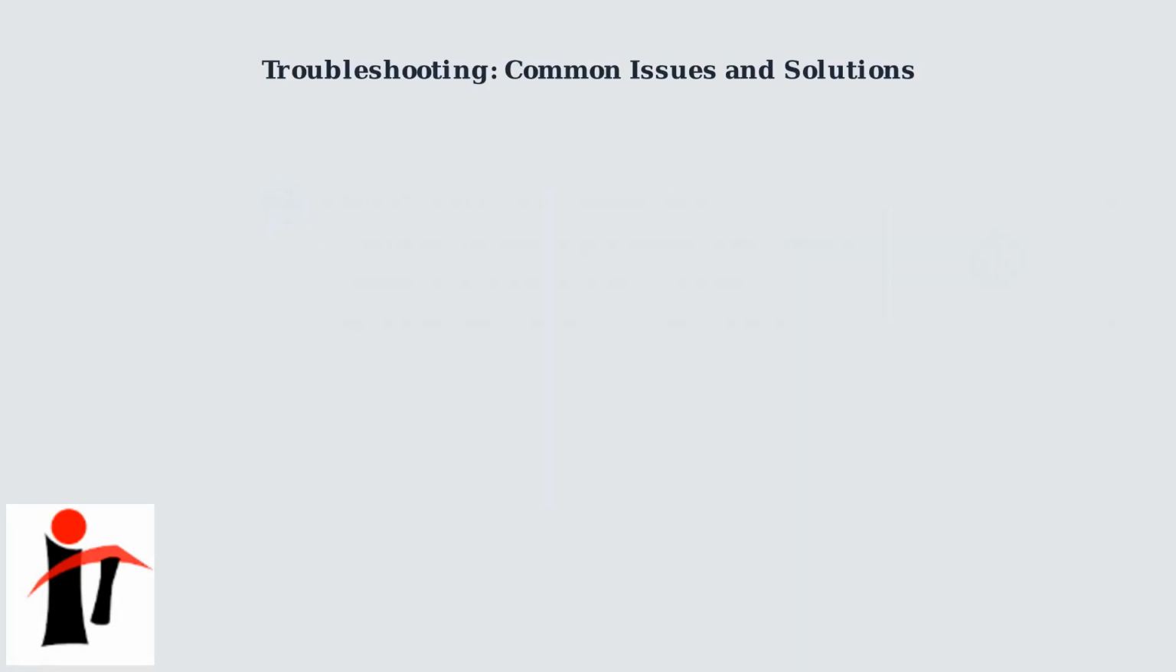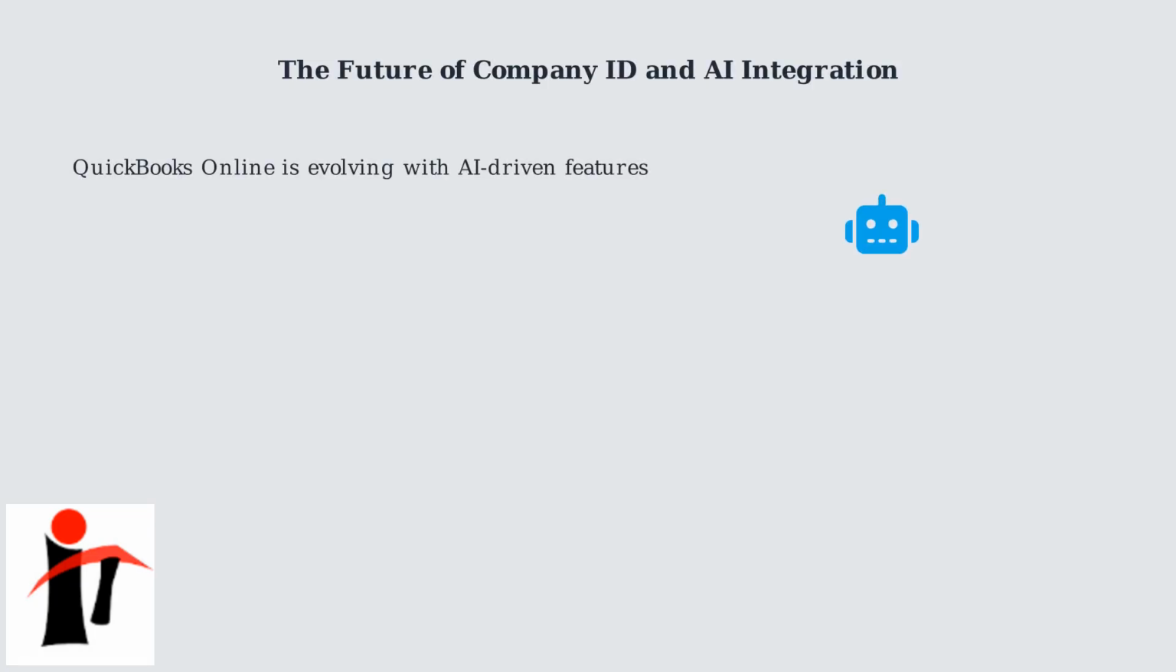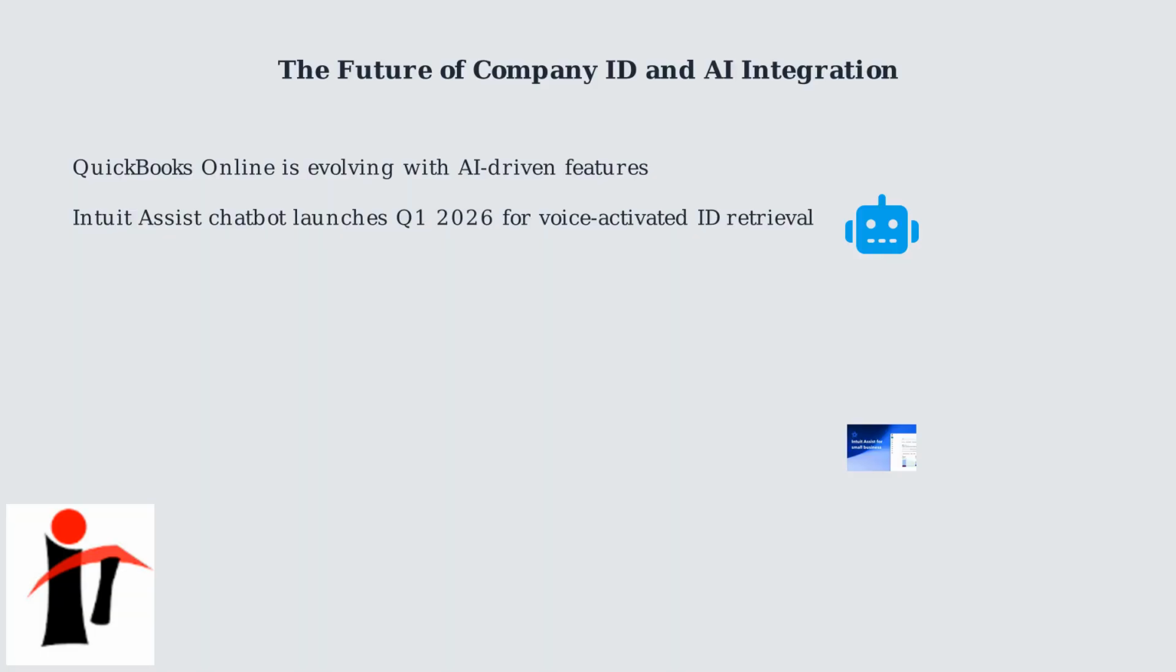QuickBooks Online is rapidly integrating artificial intelligence to enhance accounting workflows. Intuit's AI tools already analyze company ID-linked data to provide predictive insights, such as cash flow forecasts, boosting user retention by 18%. Launching in Q1 2026, the Intuit Assist AI-powered support chatbot will allow voice-activated retrieval of your company ID, making support interactions faster and more intuitive.